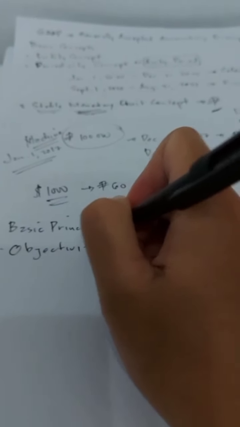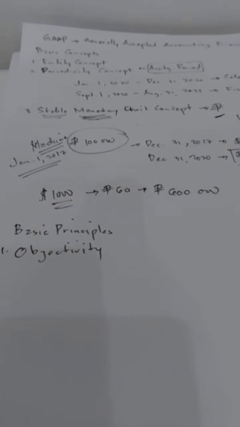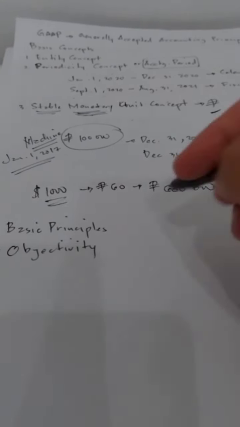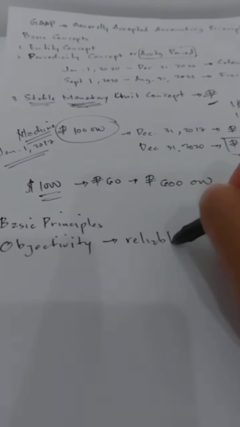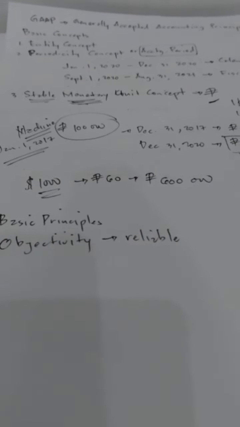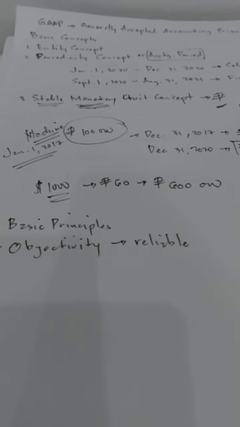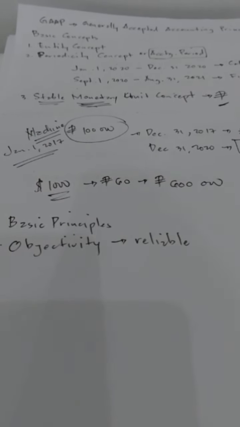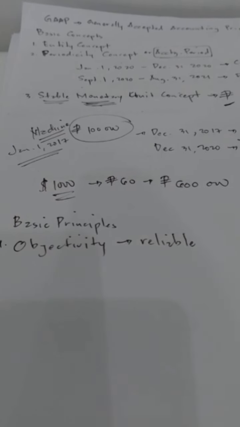So, objectivity. Accounting records and statements are based on the most reliable data available so that they will be as accurate and as useful as possible. So, syempre, kapag objective, dapat ang data ay reliable. Okay? Reliable data are verifiable when they can be confirmed by independent observers. So, para masabi nating reliable yan, dapat verifiable siya. Mache-check siya kung yun nga yung correct or accurate ba yung information.